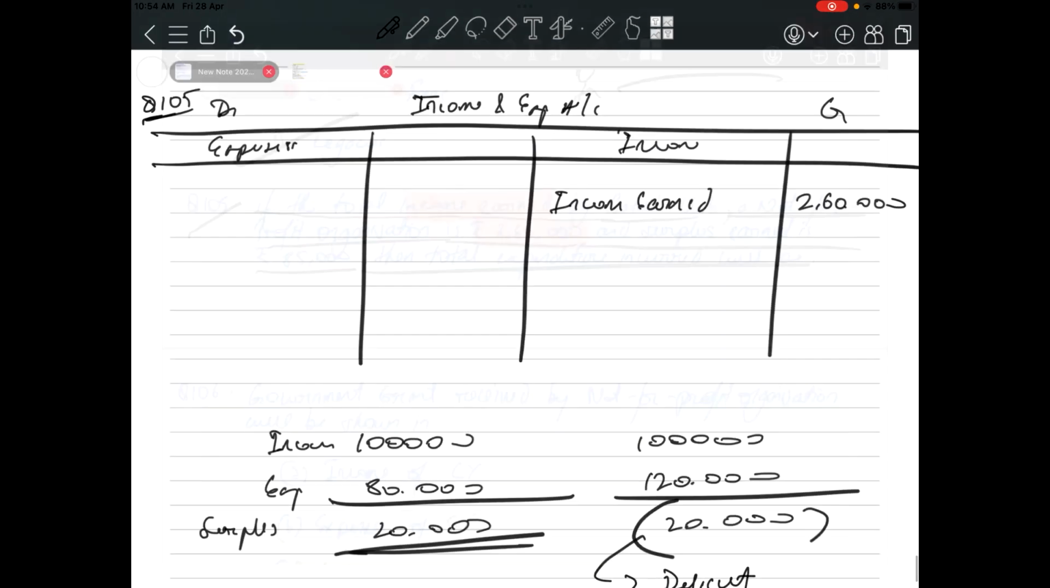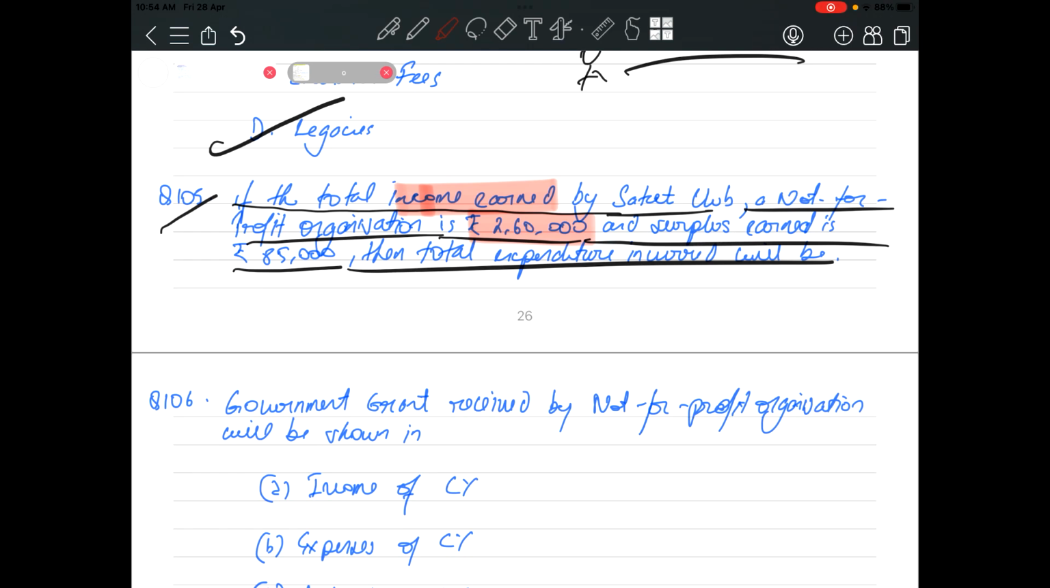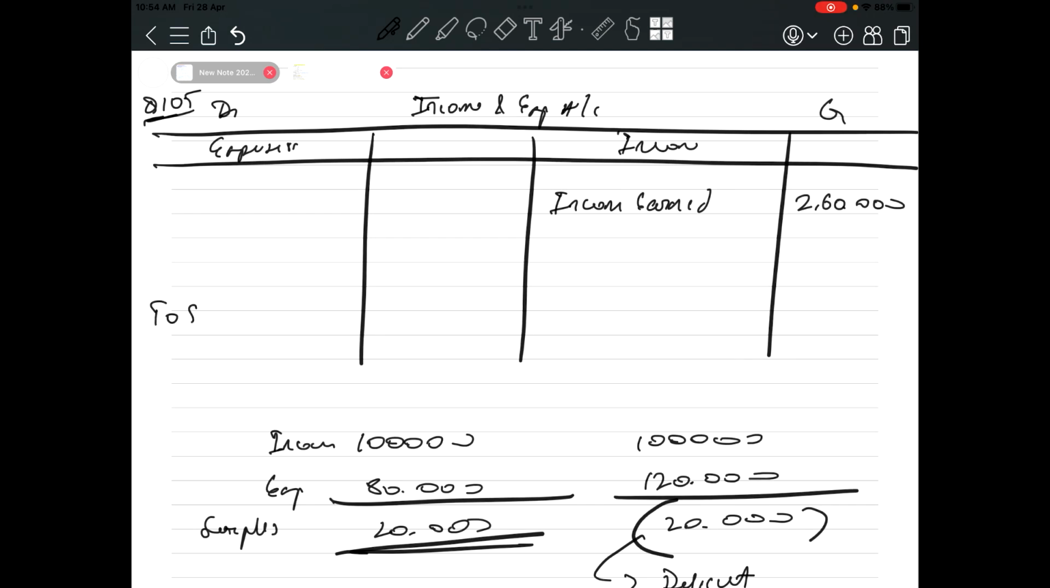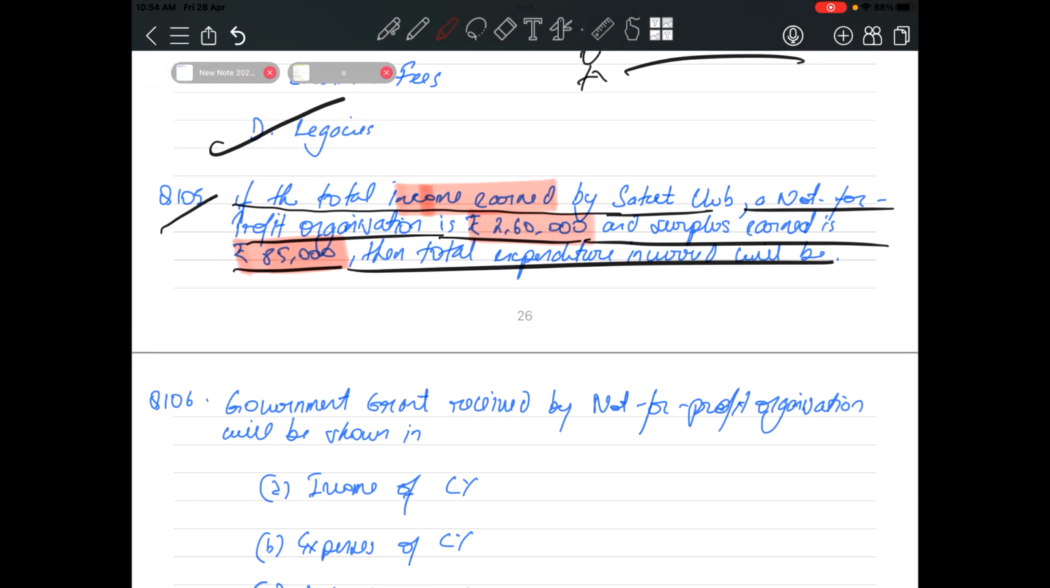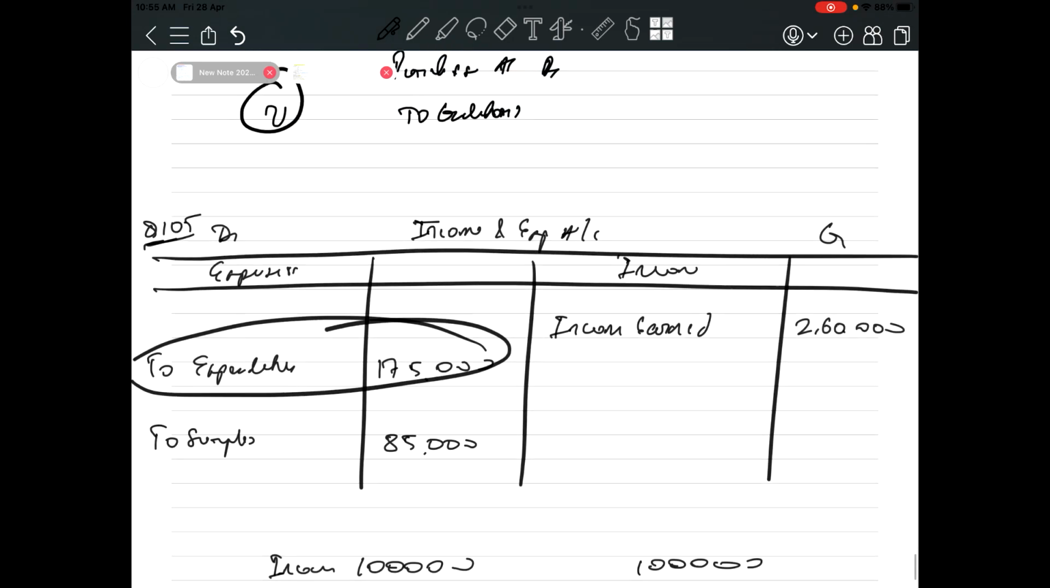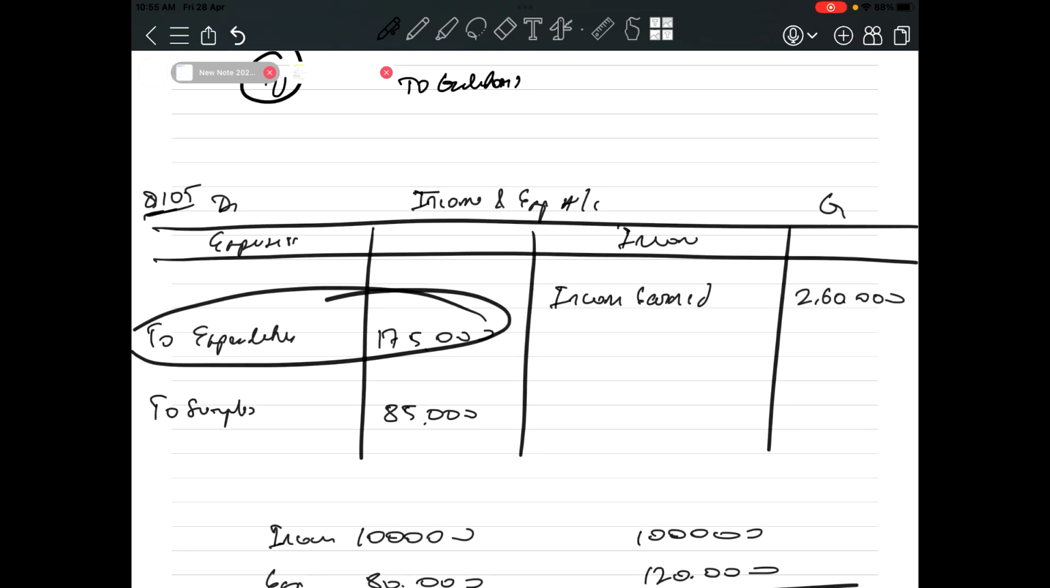Now the question is saying the surplus is 85,000. Where will the surplus come, debit side or credit side? It will obviously come on the debit side, 85,000. There can be a surplus when the income side is more than the expense side. So what will be the expenditure? The question is asking what the total expenditure is. Simple: 2,60,000 minus 85,000 is 1,75,000. So this will be the answer for question number 105. I hope this is clear, simple and easy.